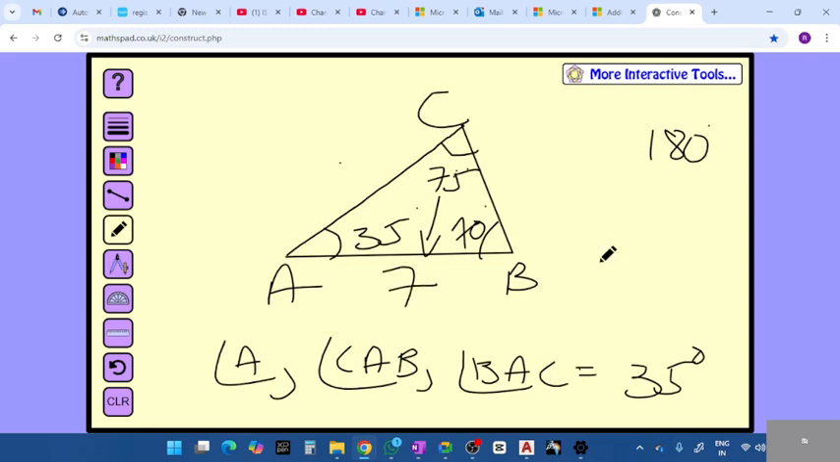For example, 7 centimeters. Next, which angle is greater? B. So the side opposite to angle B will be the second largest. That can be 6 centimeters. Which is the smallest angle? 35 degrees. So that can be 5 centimeters. Understood the difference? Yeah.